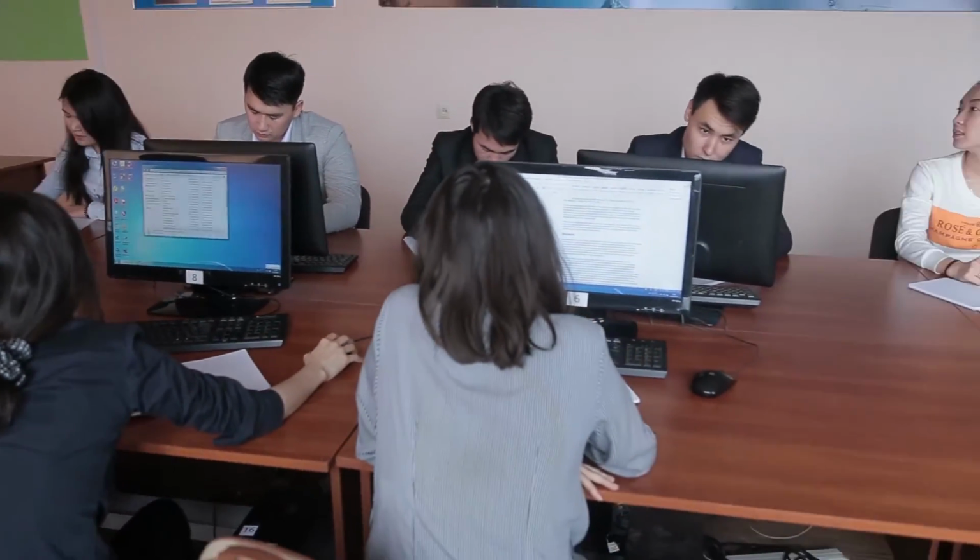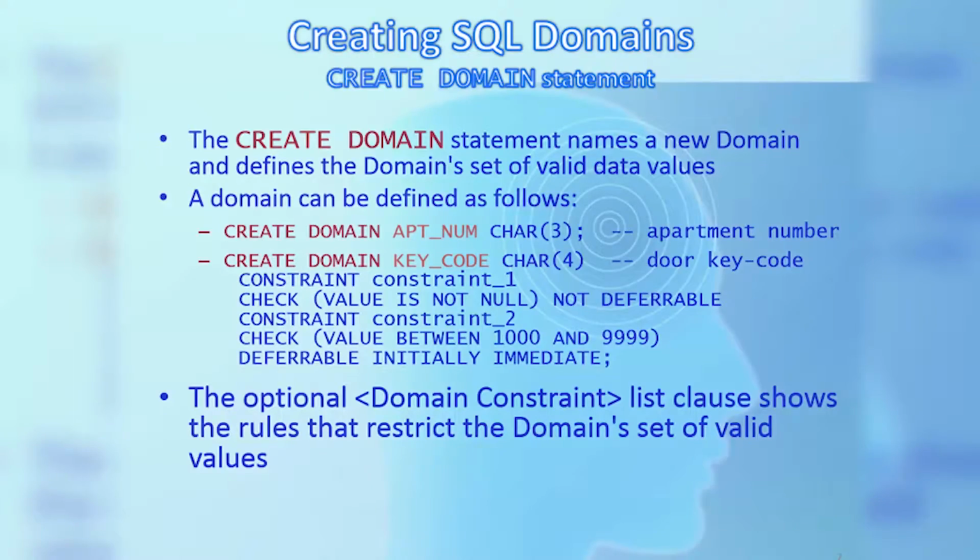Domains. Create domain statement. The create domain statement names a new domain and defines the domain set of valid data values. A domain can be defined as follows: create domain upnum char length 3. There is apartment number. Create domain key code char length 4. There is door key code.